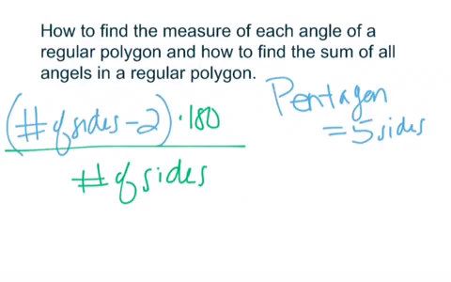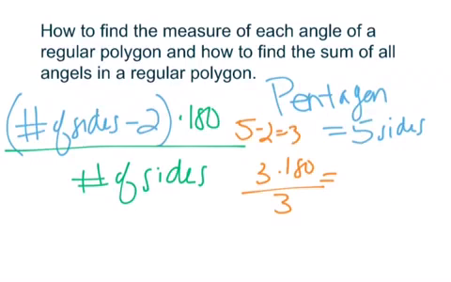So our number of sides is 5. So we have 5 minus 2, which equals 3. So we have 3 times 180 divided by 3. This one that we're doing right here, we're finding each individual angle measure. Actually, for easier math, let's simplify this.